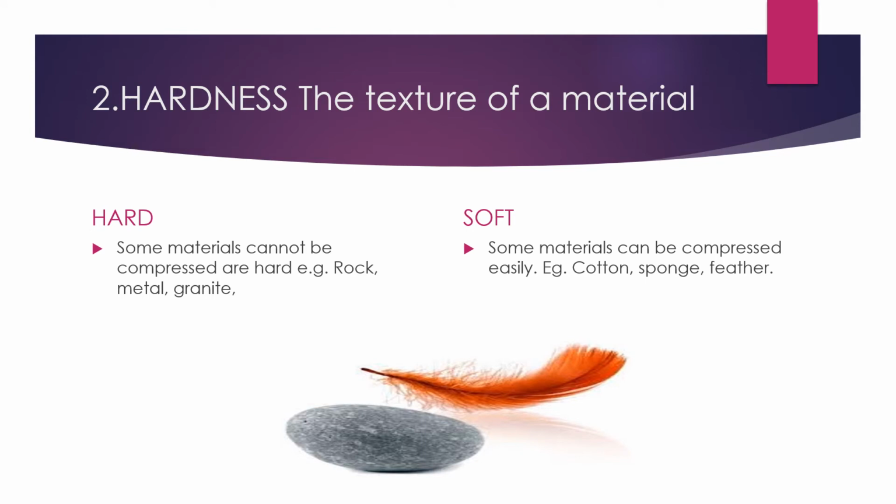Next, what is hardness? Some materials are hard and some materials are soft. The materials which cannot be compressed are called hard. Example, rock, metal, granite, etc. The materials which can be compressed easily are called soft. Example, cotton, sponge, feather, etc.